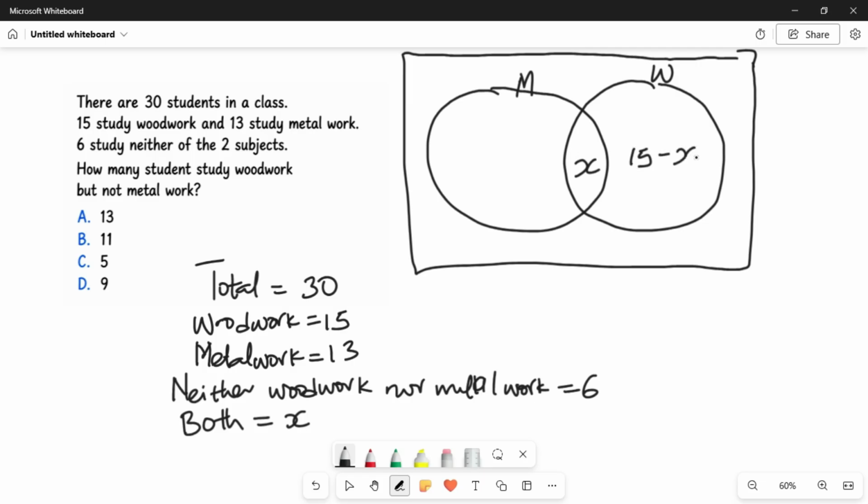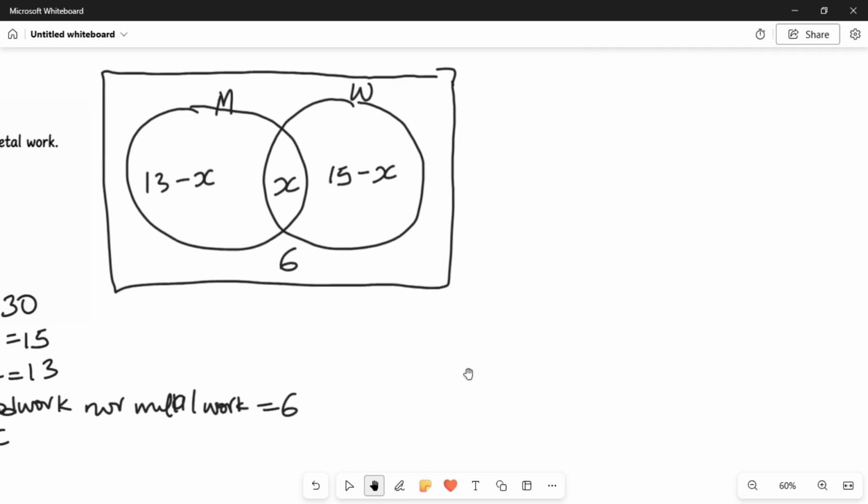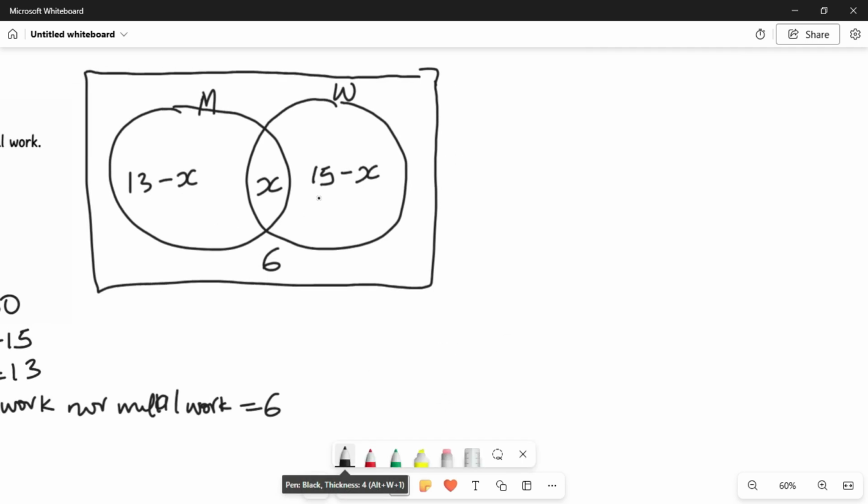Okay, the same thing for metalwork. For metalwork, we have 13 students who study metalwork. So to get the number of students that study only metalwork, that is 13 minus X. And lastly, students who don't study any of the two, that's 6. You put it here. Okay, so we can solve this to get the value of our X. Because we know that the addition of everything here should give us 30, which is the total number of students. So we have 13 minus X plus X plus 15 minus X plus 6 is equal to 30.